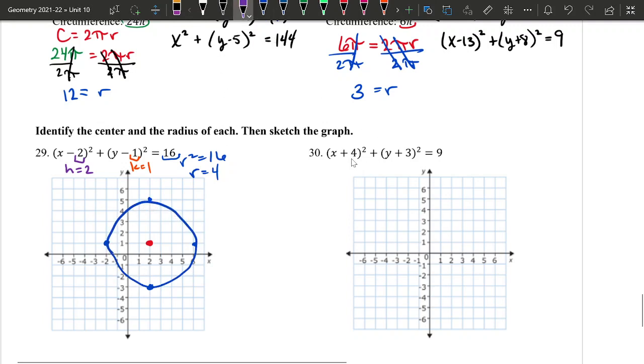Same thing with the next one. Since this one's a plus sign, this is x minus negative 4, so h equals negative 4. And k equals negative 3. And r is the square root of 9. So r equals 3. So go to negative 4, negative 3. And then 3 spaces up, 3 spaces over, 3 spaces down, 3 spaces over. And there's the circle.